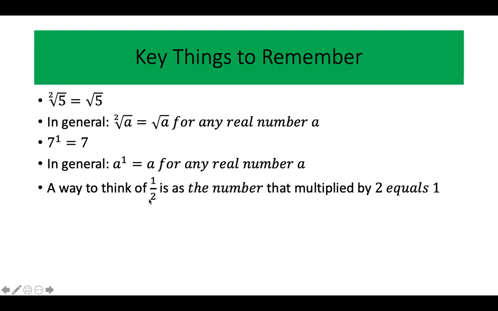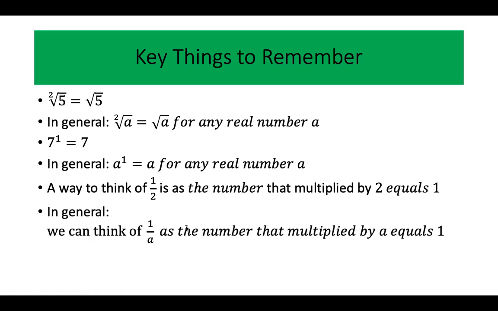And the next one, it's a way of thinking of this 1 over 2. We can think of that as one number. And what happens with that number written in that way is that when you multiply it by 2, you get actually 1. So everybody knows it's 0.5, but that's a way to think about that number. So in general, this will be like a number that multiplies by a gives you 1.